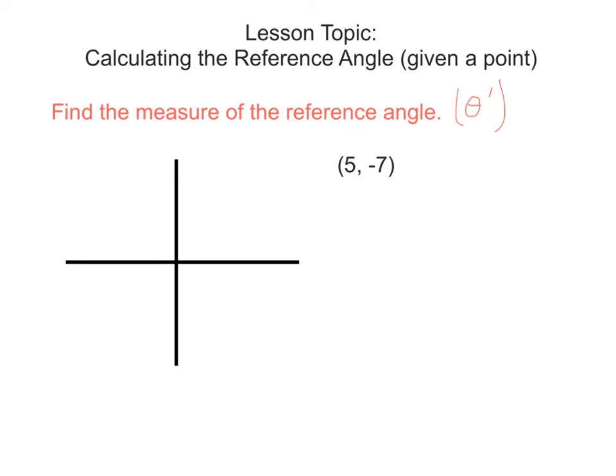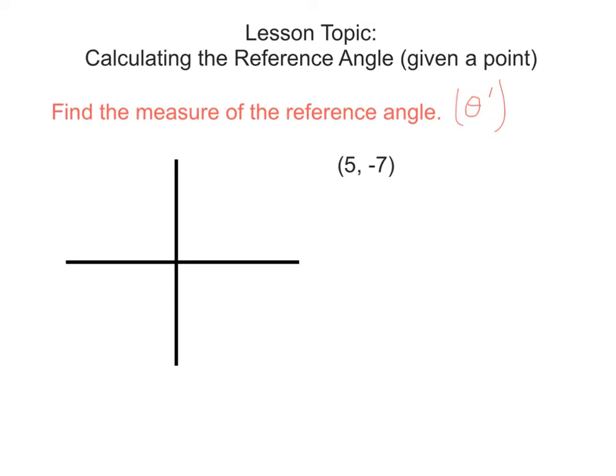The lesson topic for this video is calculating the reference angle when given a point. This is going to connect directly with what we had done in the previous lesson or two. We are going to start with a point somewhere on the coordinate plane, and our job, instead of just finding theta prime, our reference angle, and then drawing the triangle and listing all of the 6 trig ratios, is to actually find the measure of that angle theta prime.